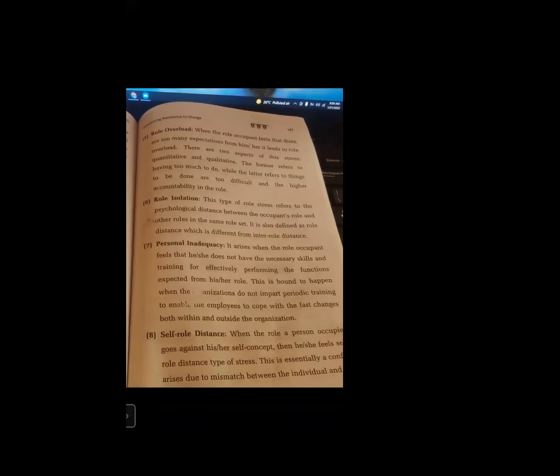Okay, now listen to this very carefully. वो first वाला point था ना यहाँ पे inter-role distance, वो occupational and non-occupational role का conflict चल रहा था. Role isolation में क्या हो रहा है? You are facing stress because there is a psychological distance between your role and the other role within the same role. Now, for example, मैं आपको simple example के help से explain करती हूँ.